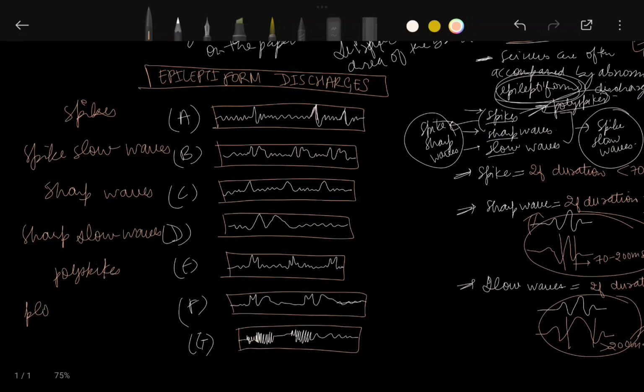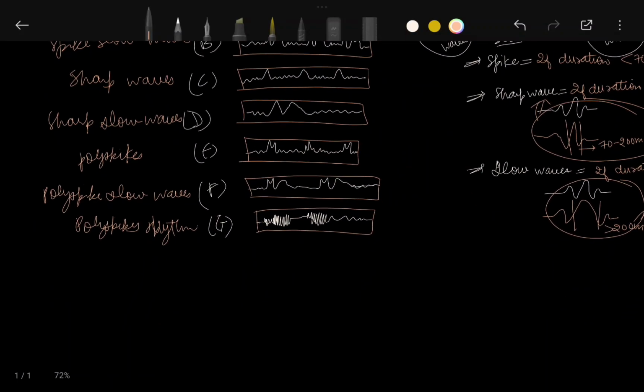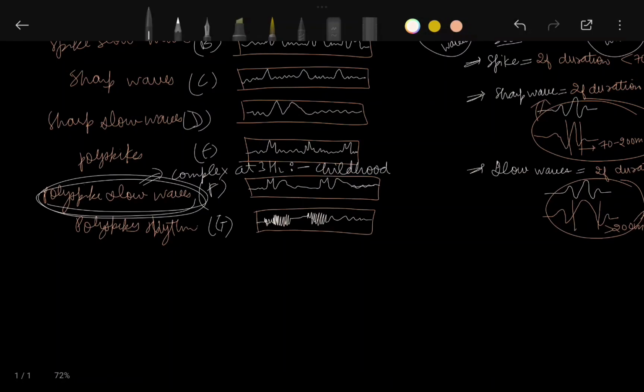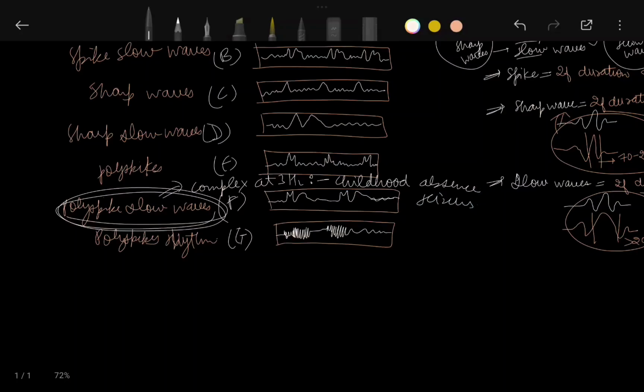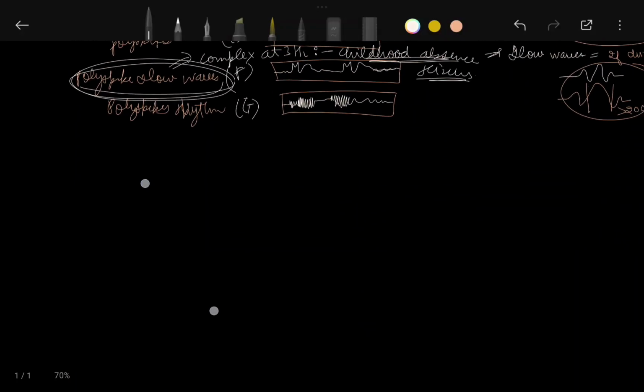After that, poly spike and slow wave. Then, as there are so many spikes in the rhythm, poly spikes rhythm. Now there is a special point: this poly spike and slow wave complex at 3 Hz frequency is seen in childhood absence seizures. Less than 4 Hz is the frequency of delta waves. If at 3 Hz only poly spike slow waves are seen, then the person is suffering from childhood absence seizures. Now, what are the epilepsy syndromes? Coming to the last topic, epilepsy syndromes.